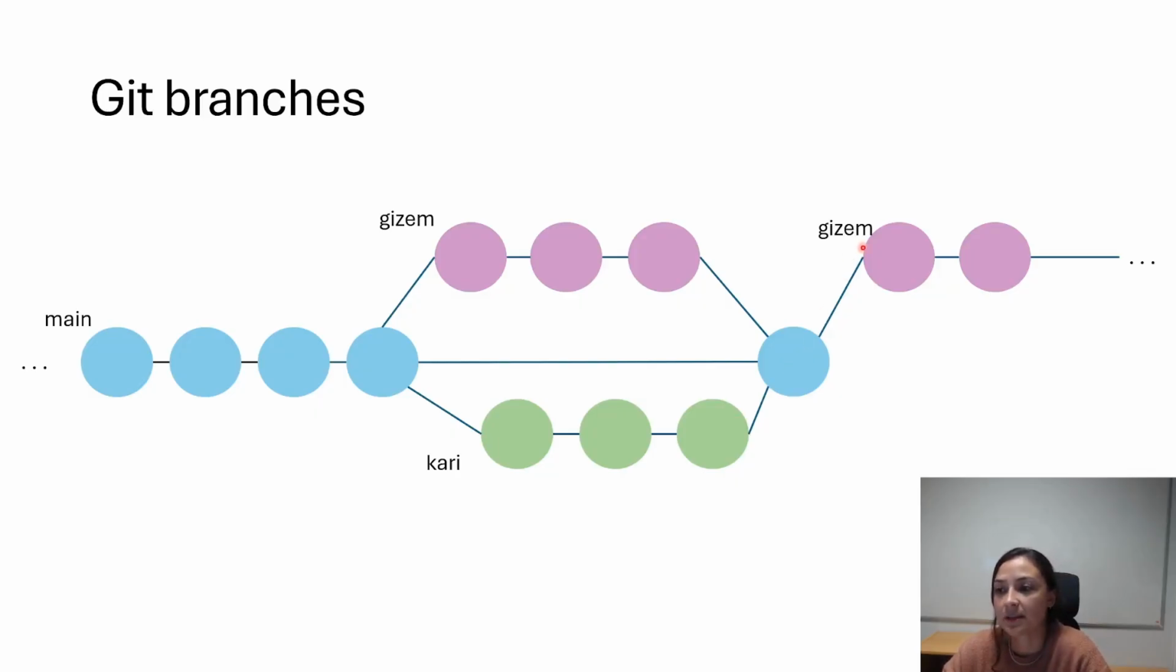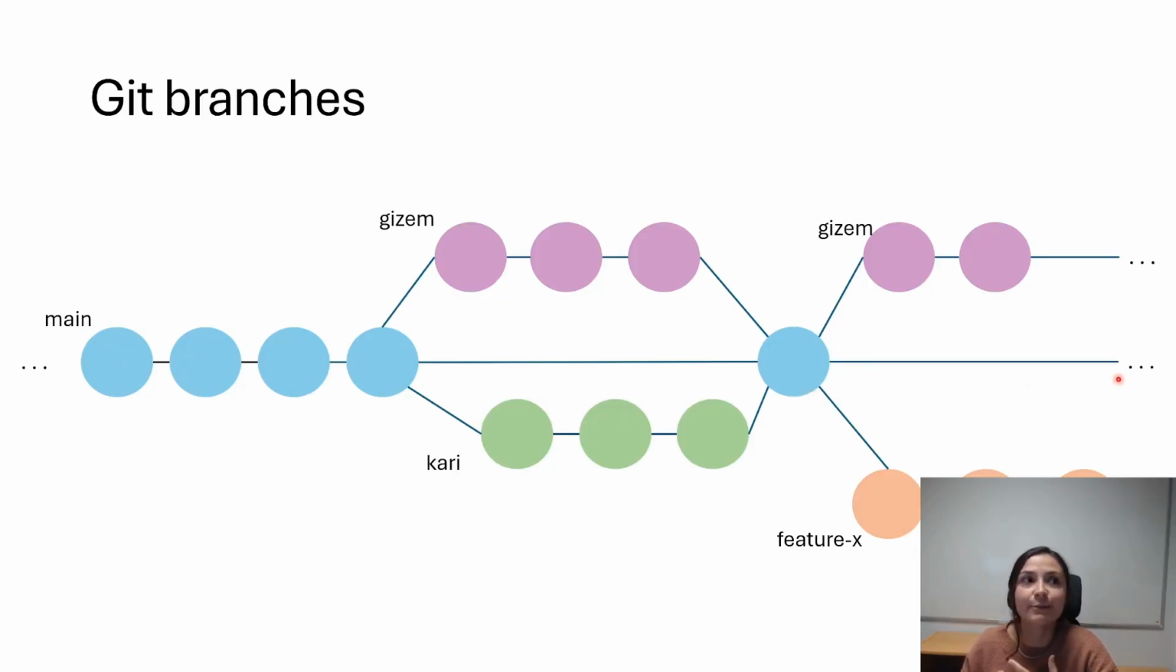Afterwards, Gizem decided to continue on her branch to do her tasks, and maybe Kari decided to have another branch, or another colleague in the team decided to have another branch to add a particular feature to your project. Until that person is done adding feature X, that person is going to work on feature X, and it goes on like this, as your main chain goes on. So this is how a natural evolution of your projects using Git branches works.